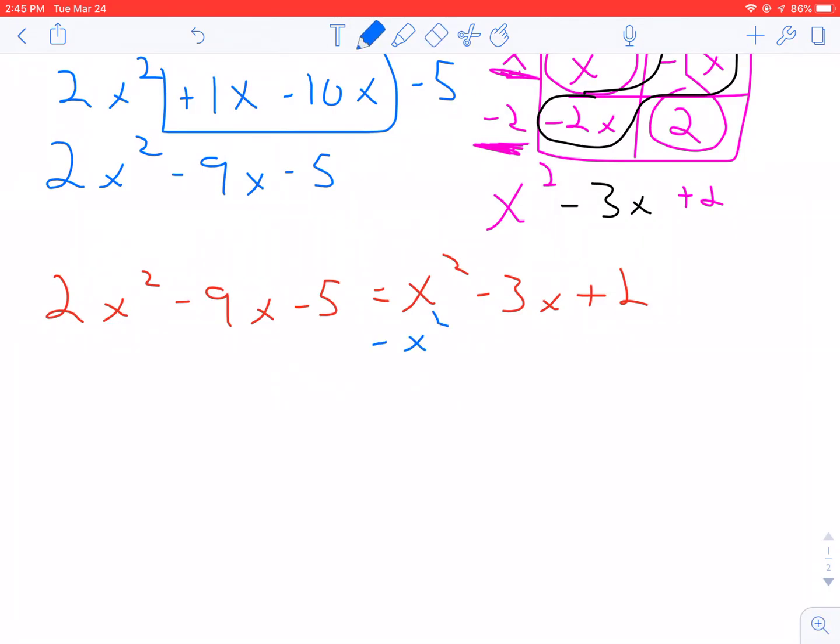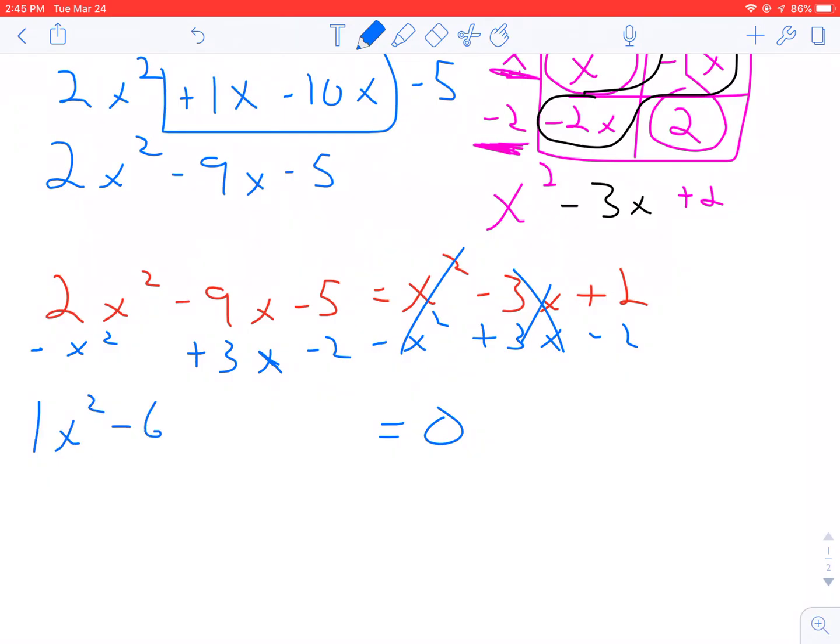So minus x squared. This will cancel. We'll add 3x. Make sure you're adding to your like terms. Those will cancel. Minus 2, minus 2. So the right-hand side now becomes 0. 1 subtracted from 2 is 1x squared. Negative 9 plus 3 is a negative 6x. A negative 5 minus 2 is a minus 7. So there is our new equation.